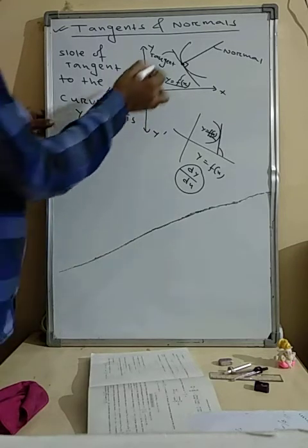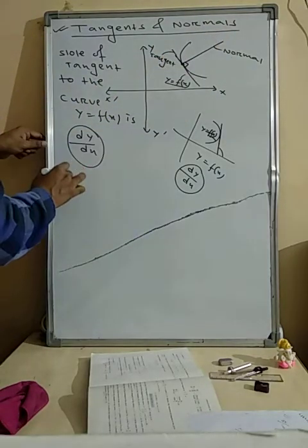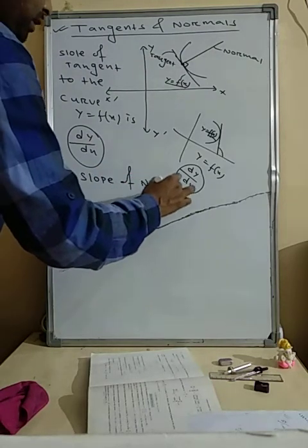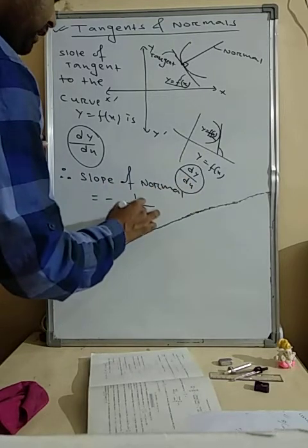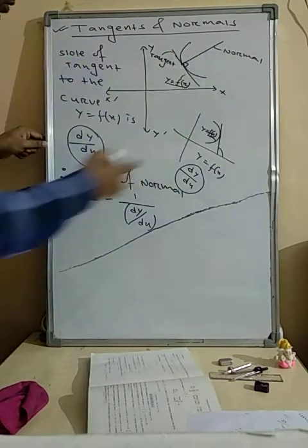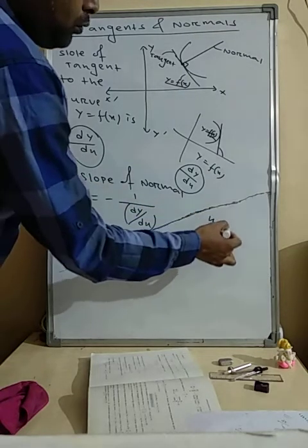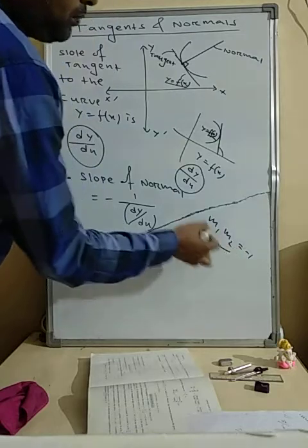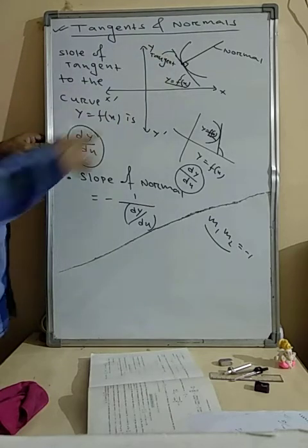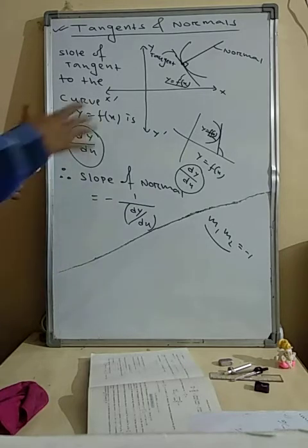Now if dy/dx is the slope of this tangent, what will be the slope of the normal? Therefore slope of normal equals -1 divided by dy/dx, because these two, tangent and normal, are perpendicular. If I find their product, I will get -1, because when two lines are perpendicular, the product of their slopes is always -1. So the slope of the tangent is dy/dx, and the slope of the normal is -1 divided by dy/dx. This is a very important thing.